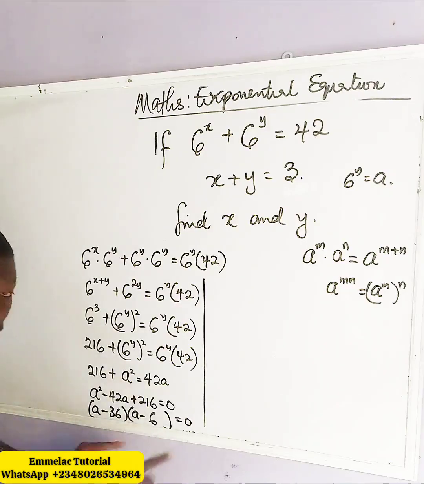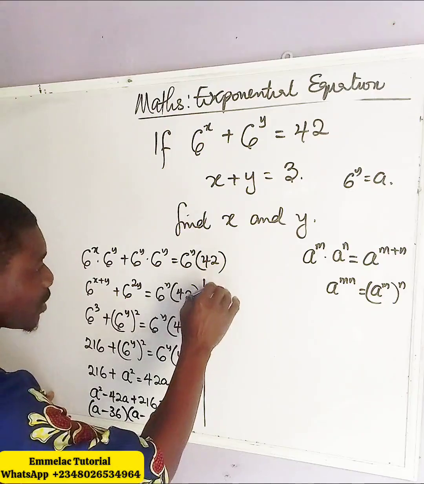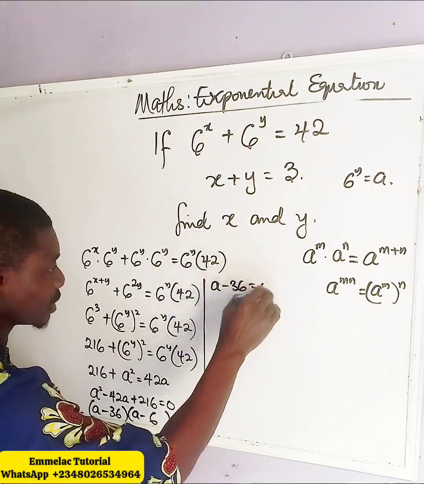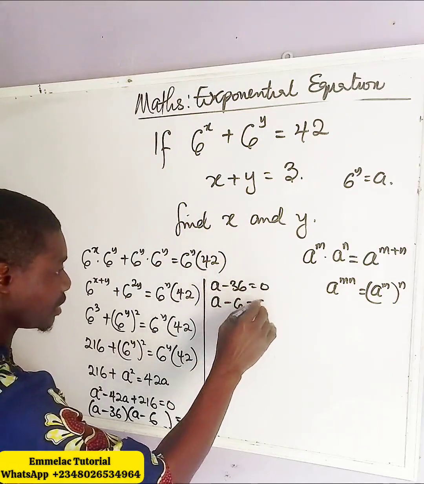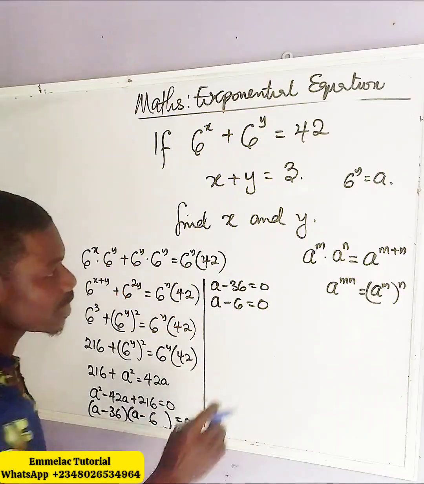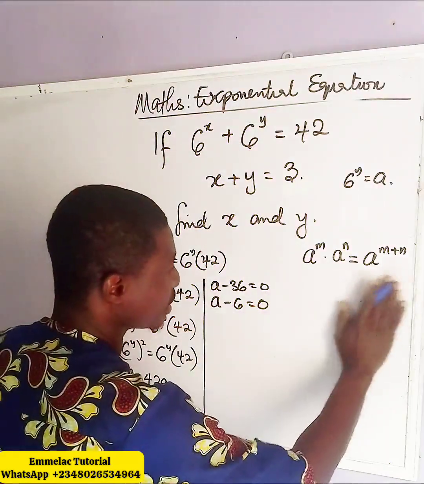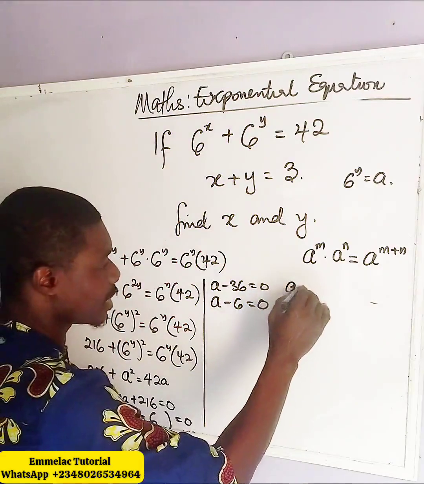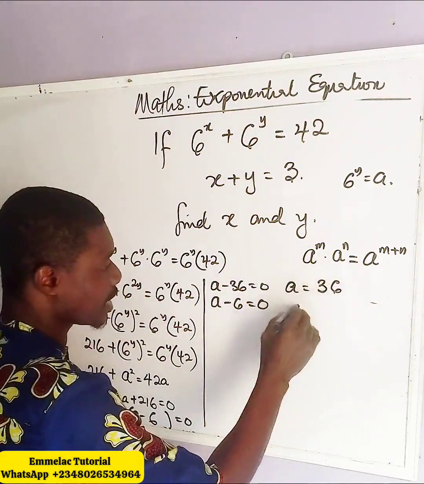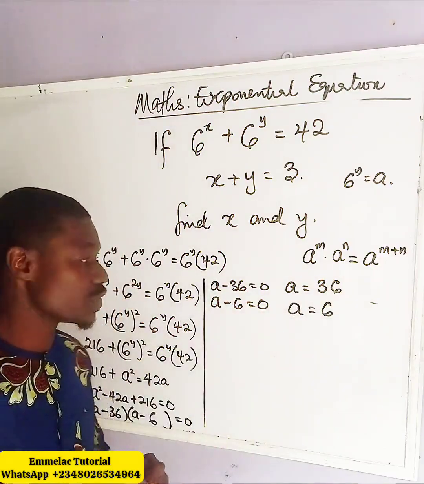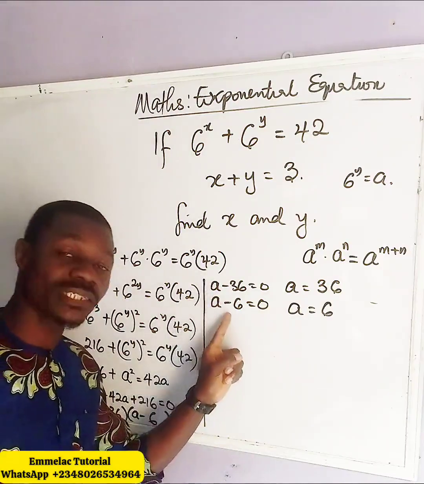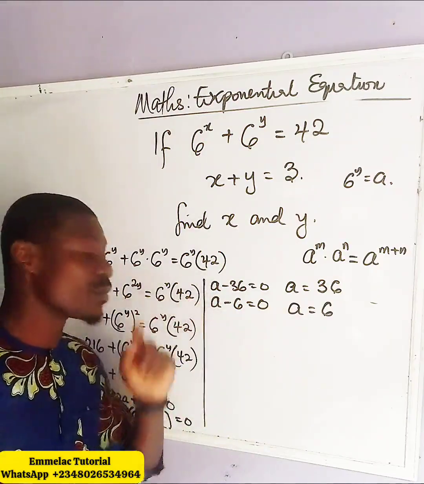Since these two terms multiply to equal 0, it means either of the two is 0, or both of them are 0. So here we have a minus 36 equals 0 and a minus 6 equals 0. At this point we can agree that a equals 36 here, and a equals 6 here. When we add 36 to both sides of the equation, a becomes 36. When we add 6 to both sides, a becomes 6.